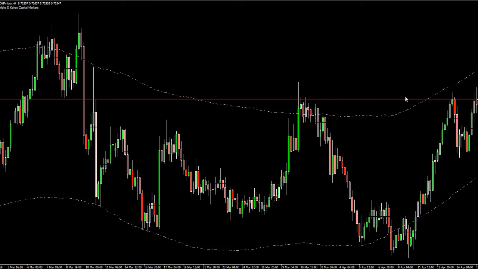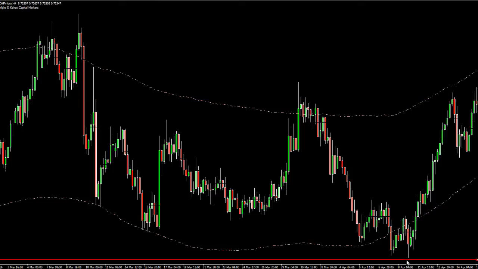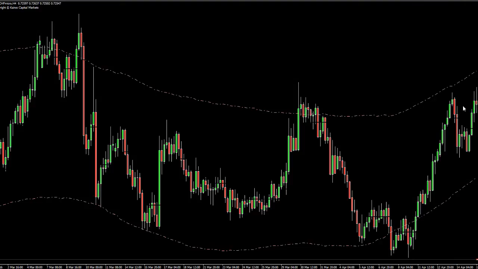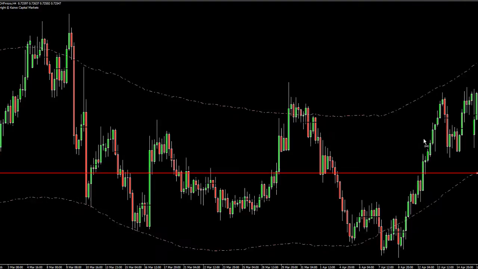We would have had a 57 pip stop for a 165 pip reward. So that's almost 3%. Let's see what would have happened. Let's just move this line back up here. And yes, it did go to the top, but like I said, just be clever about this. It's not about taking maximum profit all the time. It's just about taking a profit that makes sense. Simple as that.